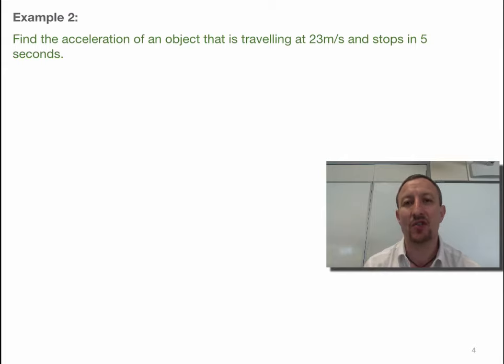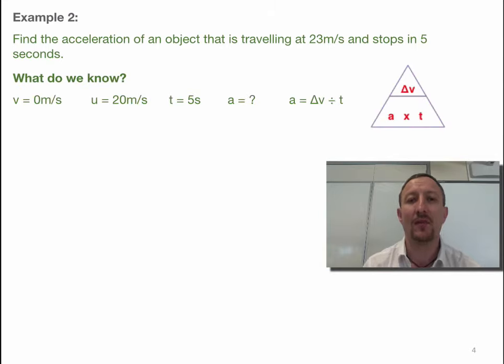So that means if it stops, its final speed at the end of the journey was 0 meters per second, which means that we can write down V as 0 meters per second because that's our final velocity. We know we started at 23 meters per second, so that's U. So we started at 23 meters per second and we came to a stop, and it took 5 seconds for that to occur. So we're going to get a deceleration here. We're going to be slowing down.